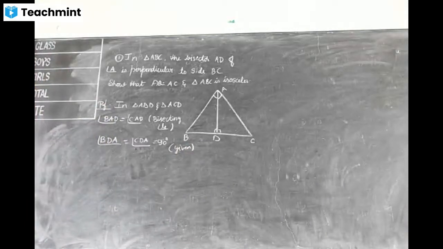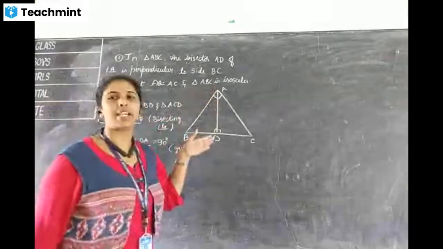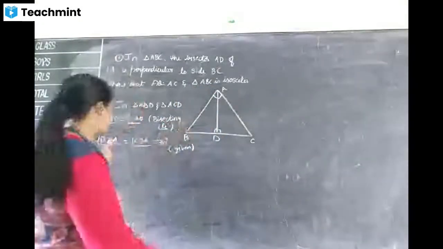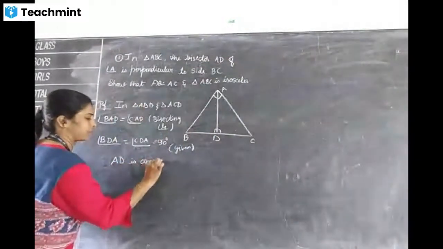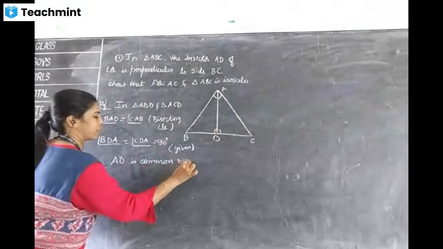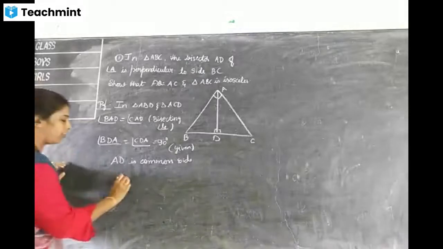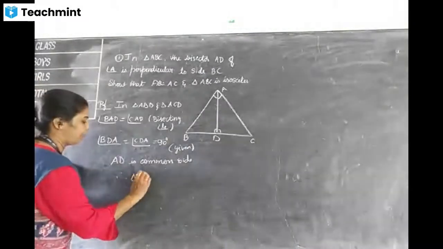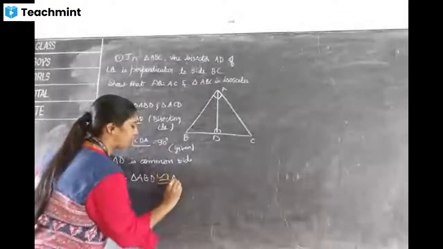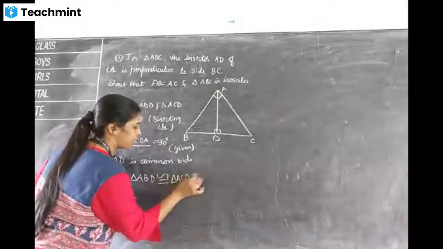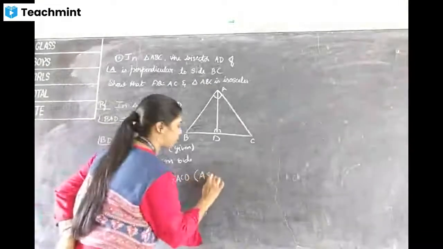Anyone? One more. AD. Yeah, very good. AD is a common side here. AD is common for both the triangles, isn't it? So, AD is a common side. Finished. Therefore, triangle ABD is congruent to triangle ACD because of angle, angle, side, ASA postulate.